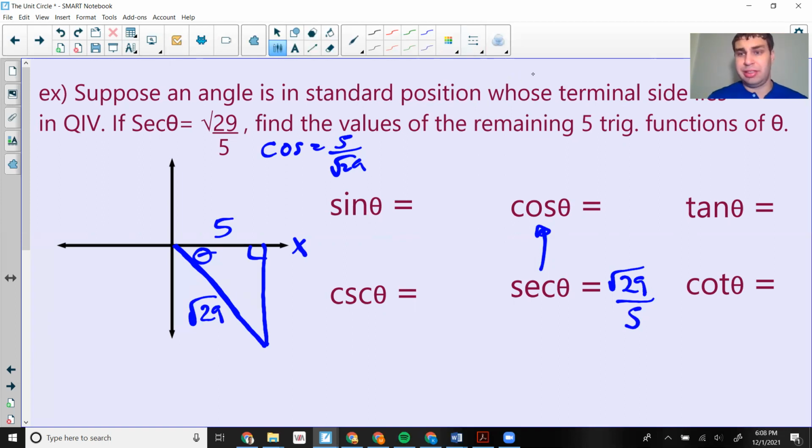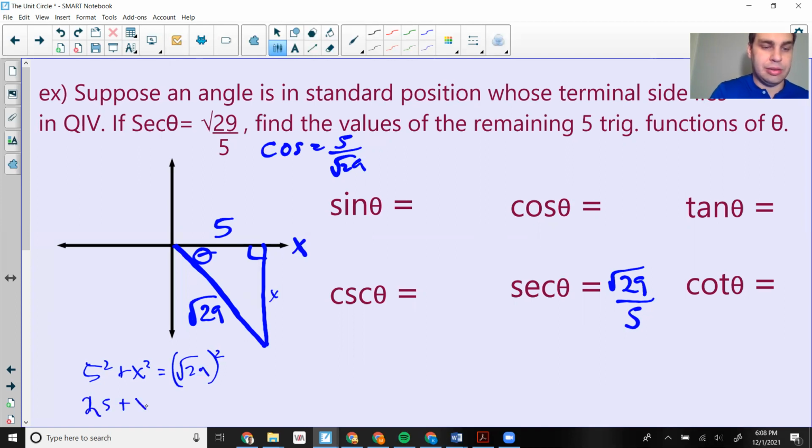Now it turns into really just a problem like we've been doing, where I need to find that third side of my triangle and then fill in the rest of our trig functions. Okay, so let's do that. Let's use the Pythagorean theorem. This time, this is probably going to be my x. So we have 5 squared plus x squared equals the square root of 29 squared. Okay, so 5 squared is 25 plus x squared equals, here the square root and the square just cancel, giving me 29.